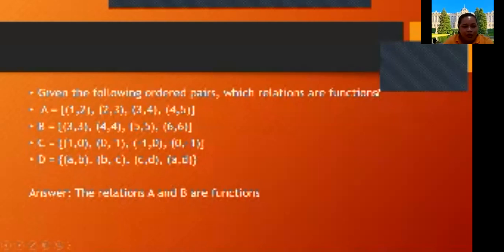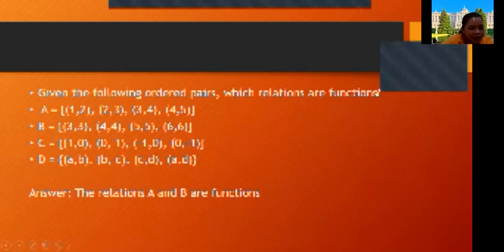Let us have letter A. The ordered pairs are (1, 2), (2, 3), (3, 4), and (4, 5). If we examine this one carefully, we have to look at all the domain. The domain are all the first terms of the ordered pairs. So the domain of this set is 1, 2, 3, 4. Observe that the domain, the x, are not repeated. So therefore, letter A is a function.